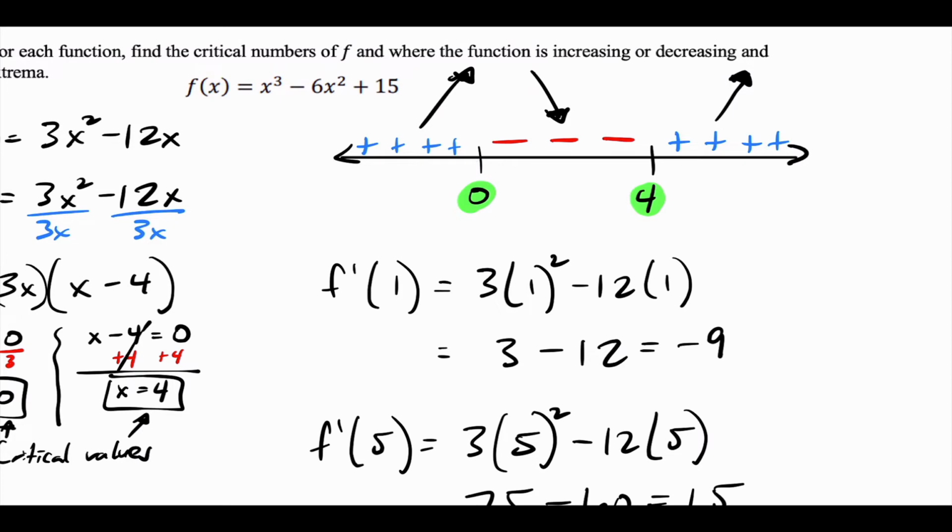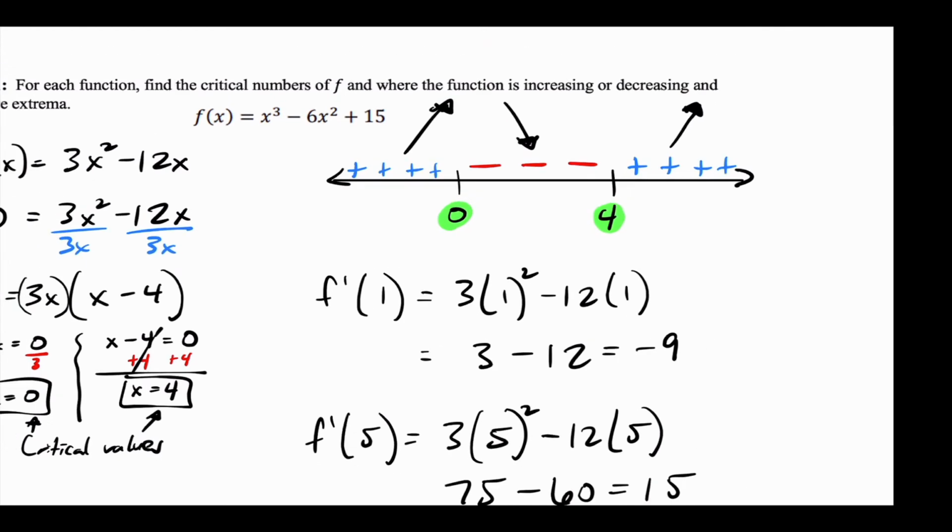Okay? So the graph's going to look something like this. Right? Turns here, turns there. Right? Sometimes we call those turning points. In Math 3, we call them turning points. In calculus, we call them critical values. Okay? When does it turn? When does the graph turn?